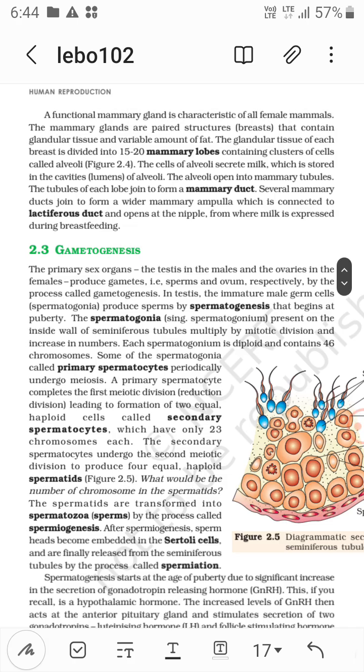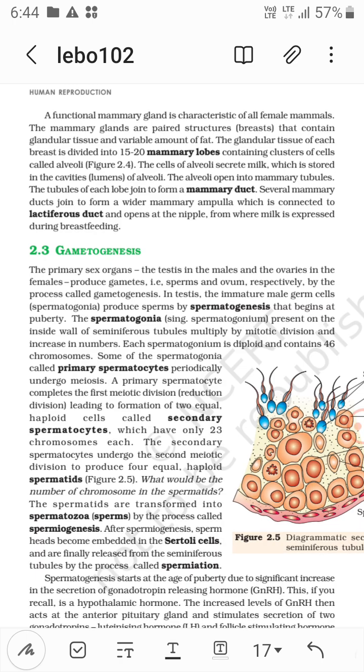Now this is going to be gametogenesis. The primary sex organs, the testes in males and the ovaries in females, produce the gametes, that is sperms and ovum respectively, by the process called gametogenesis. In testes, the immature male germ cells, that is spermatogonia, produce sperms by spermatogenesis, which begins at puberty. The spermatogonia present on the inside wall of seminiferous tubules multiply by mitotic division and increase in number. Each spermatogonium is diploid and contains 46 chromosomes.